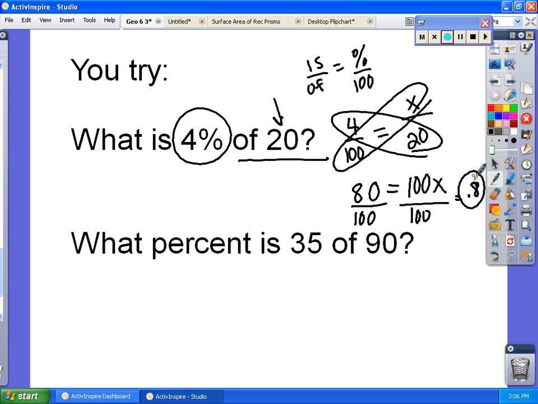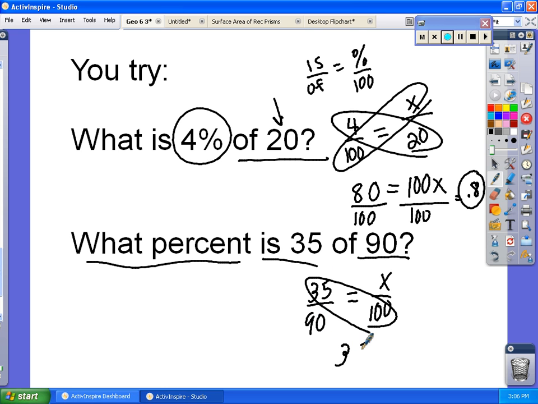All right, next one, what percent. I don't know the percent, so I'm going to put x over 100, is 35 of 90. So 35 is the part, 90 is the whole. Going to cross multiply. 3,500 equals 90x. And then if I divide by 90, x is going to equal 3,500 divided by 90, which is about 39.